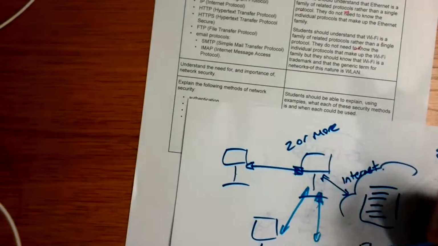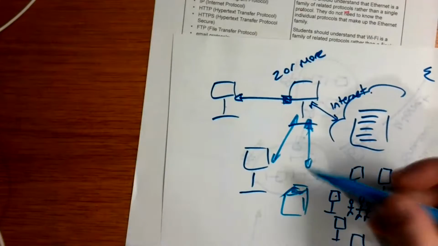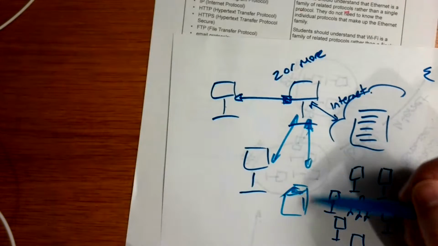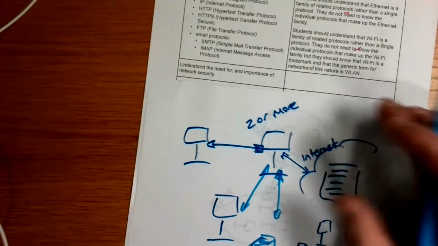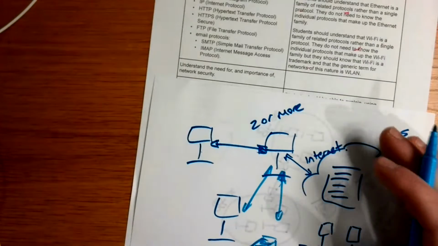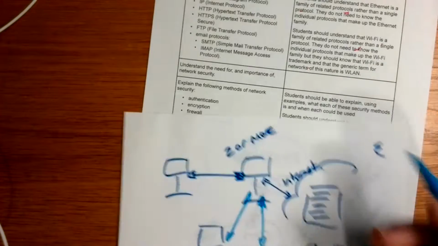So we need to make sure that we're protecting our network, because we can have things like hacking, or people can take over our network or steal our information and steal our identities and things like that. A lot of that stuff comes under cybersecurity as well, but we need to make sure our network is secure.